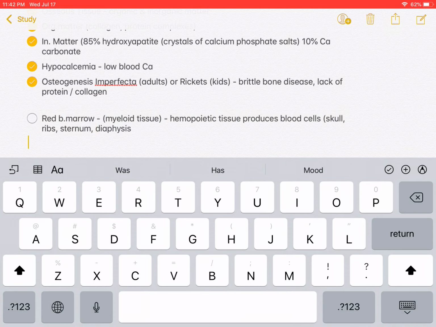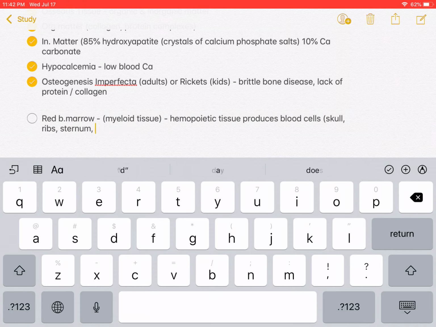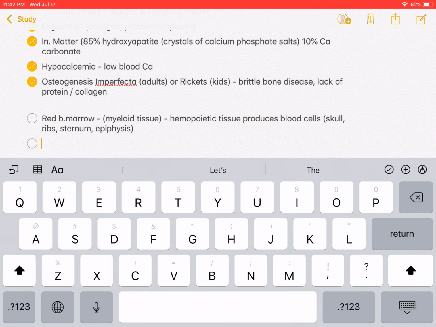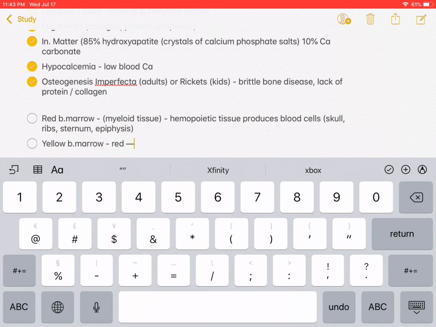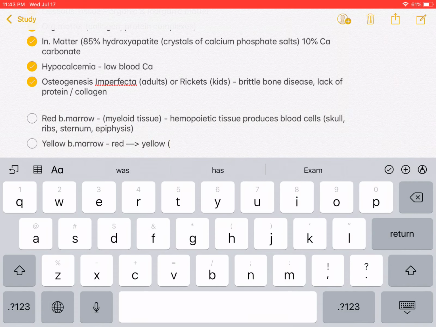That's the one you eat. It has more fat cells, more adipocytes. So just to throw you off, they might actually ask you that. That'll be a pain if they did that, but just remember the diaphysis only has yellow. And here we go, yellow bone marrow. I don't have any fancy names for it just yet. Most of your red bone marrow turns into yellow bone marrow, so we're going to write red to yellow, and in parentheses, not hemopoietic. That means that it does not produce blood cells.